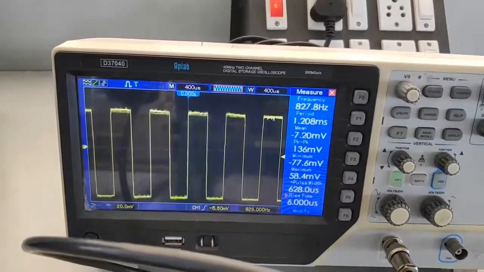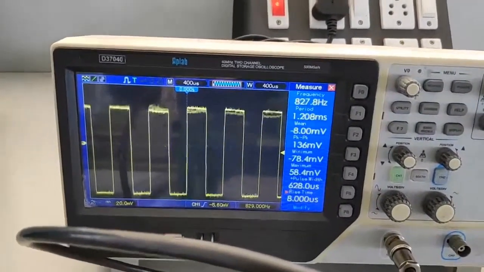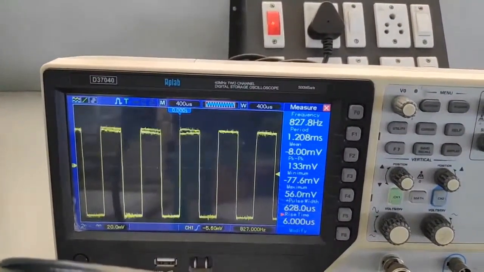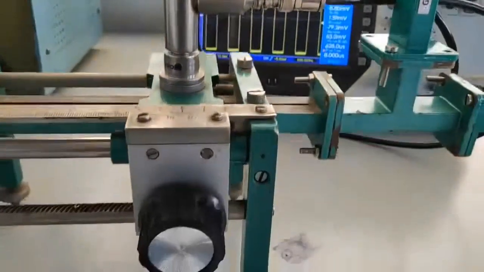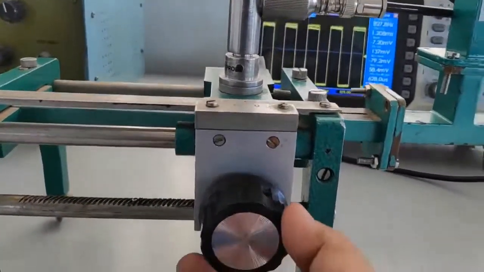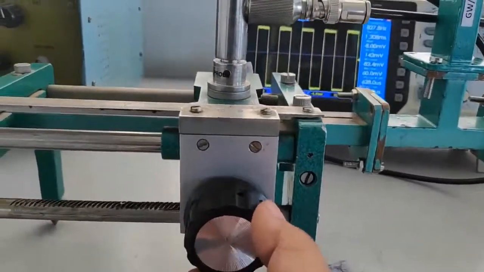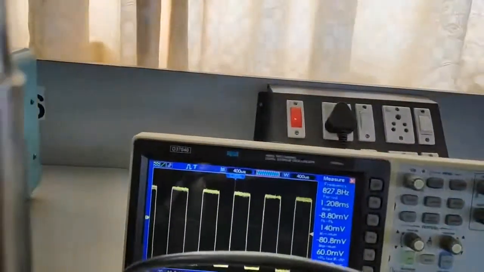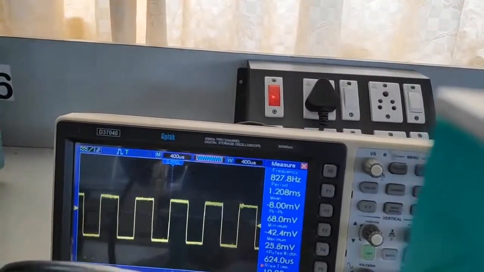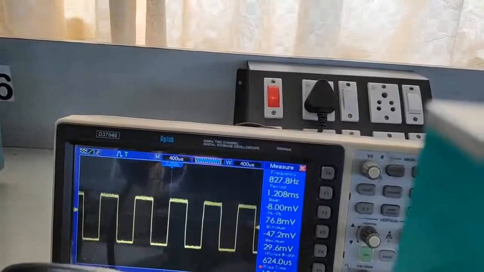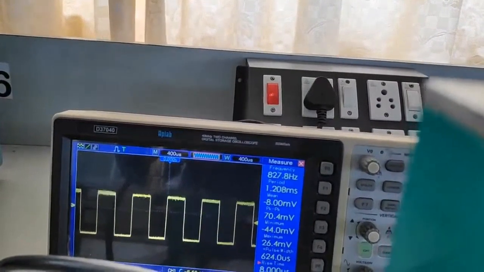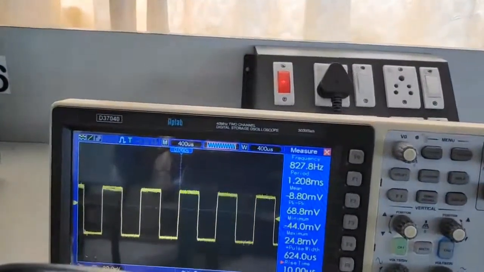Now we need to measure the VSWR in this condition. VSWR is the ratio of maximum voltage to minimum voltage. Vary the tunable probe of the slotted line carriage and measure Vmax and Vmin. Slowly move this knob. The voltage is getting decreased, up to here. It is 68 millivolt, which is the V minimum.